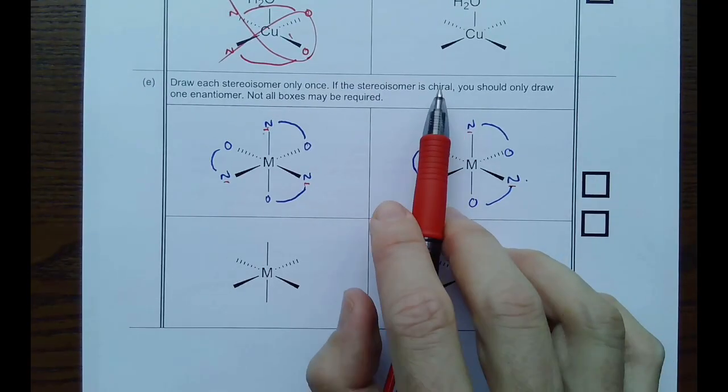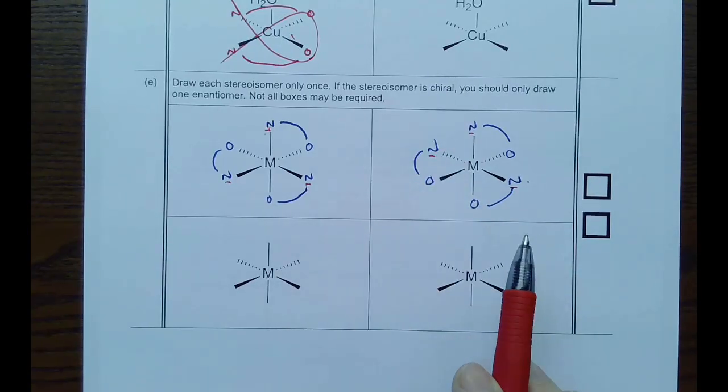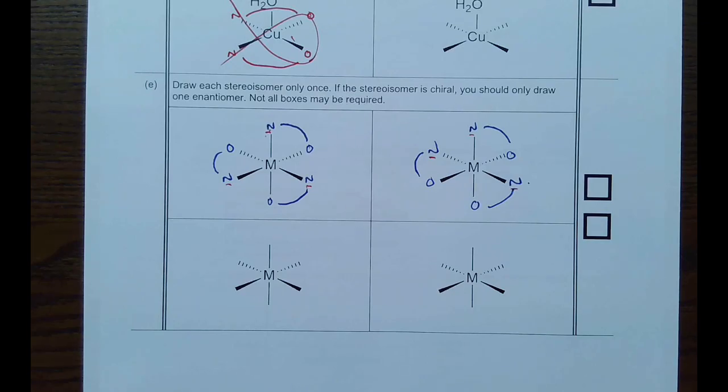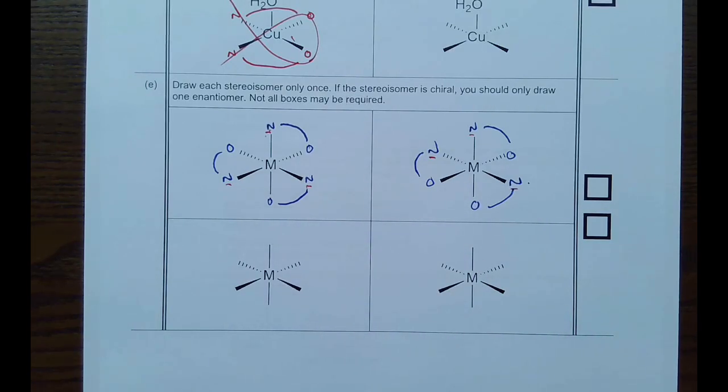So you don't have to worry about this chirality situation here, because it says if the stereoisomer is chiral, only draw one. All right, these are not enantiomers because the nitrogen is in a different place, so they're not going to be mirror images. Now at this point, it is again time to think, well, is there any other way of drawing it which isn't a mirror image of one of these?